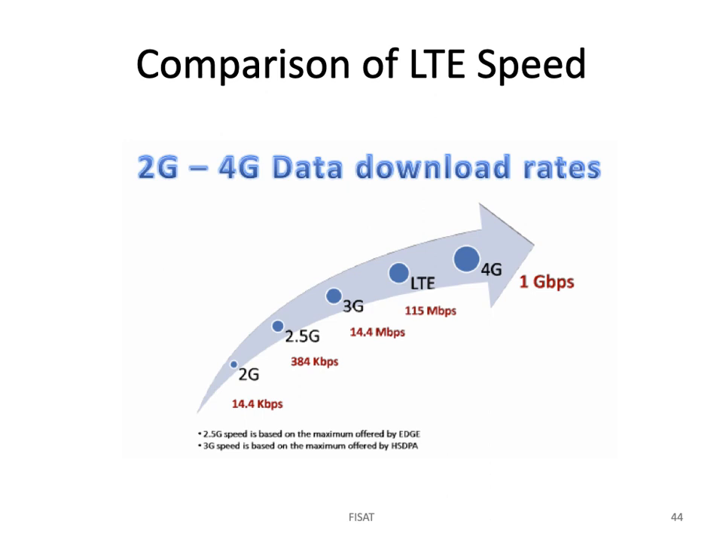So this is the comparison of LTE speed with all other generation technologies. In 2G, 14.4 kbps was the data rate or bandwidth. 2.5G, 384 kbps. 3G, 14.4 Mbps. LTE supports 115 Mbps and 4G 1 Gbps. So this is a comparison of LTE speed.